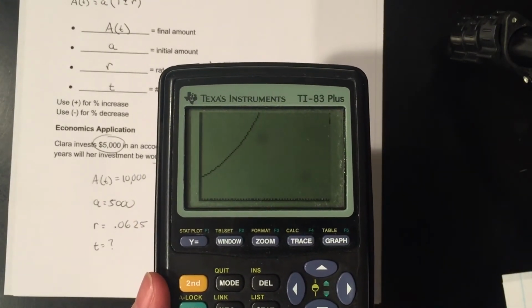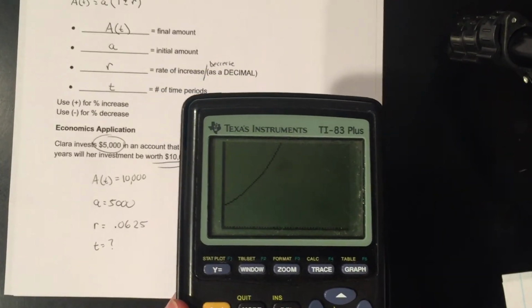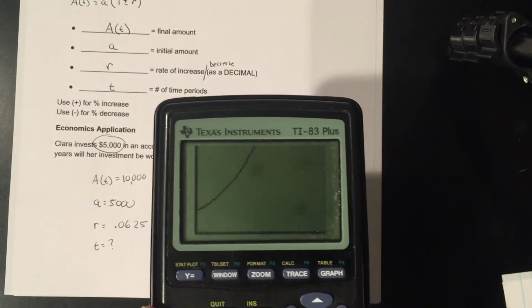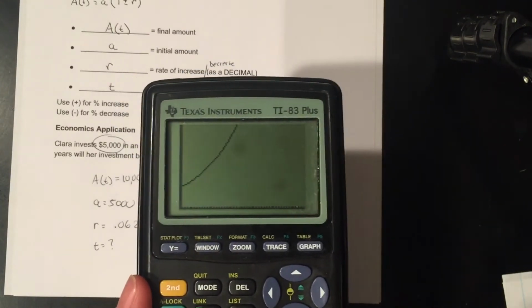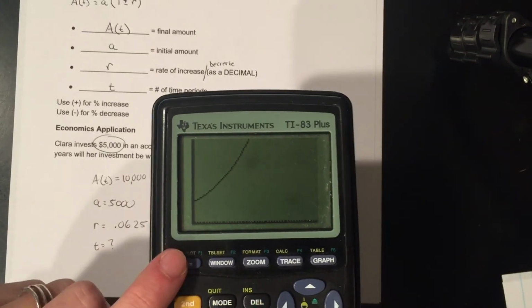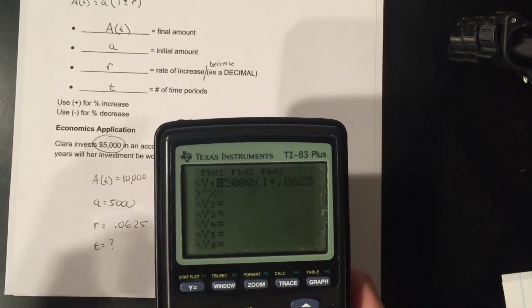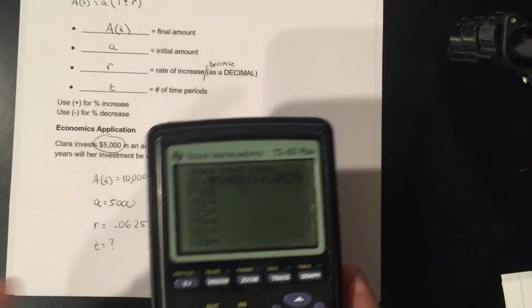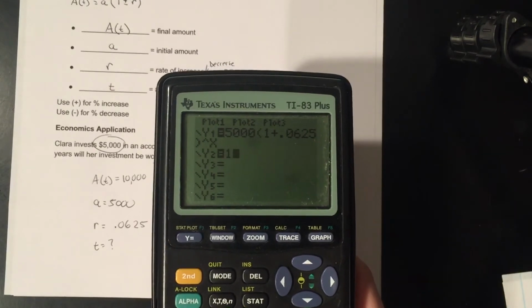Now you can see that growth function. You can see the exponential growth of Clara's money. Now, I still don't know when this is going to hit $10,000. Here's a good trick to use your graphing calculator. If you ever want to know when a value or function is going to reach a certain amount, graph a second line as that number.